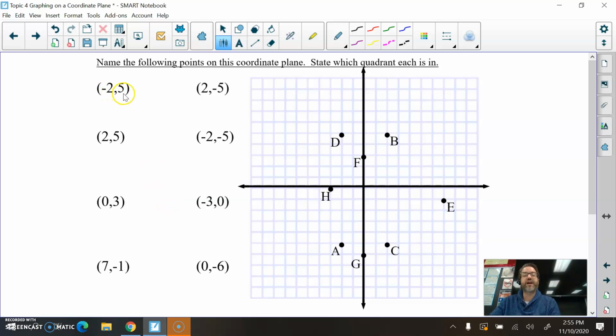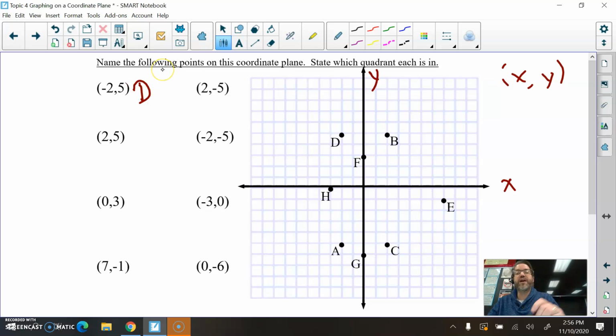Where is (-2, 5)? Well, we start at the origin. Our first number, the x, remember your first number is your x value. The second is your y value. This is your x-axis here. This is your y-axis here. Okay, we have (-2, 5). So our x is -2. So on the x-axis, I'm starting at the origin. I go 2 in the left direction. 1, 2. And then my y value is +5. So now I go up 5. 1, 2, 3, 4, 5. And point D is located right there.